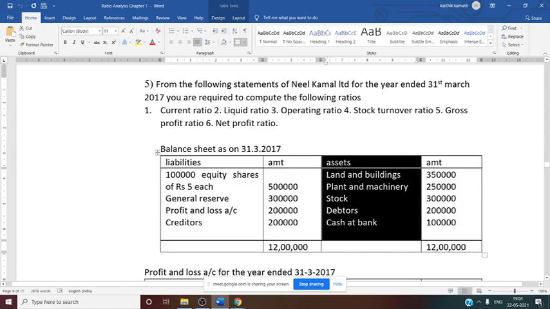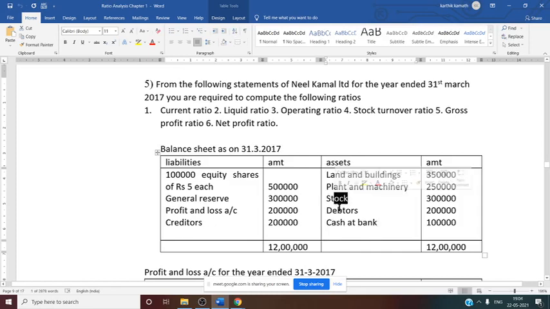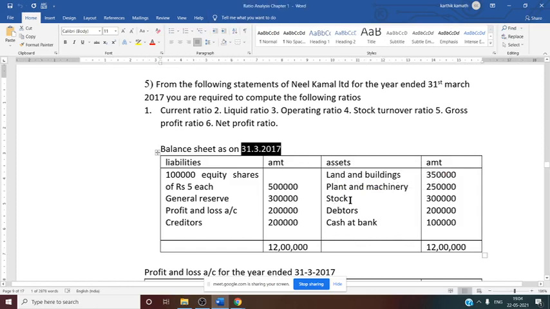Stock, what about stock? Stock is nothing but inventory. That too here closing inventory. How do we know it is closing inventory? This is the closing balance sheet as on 31/3/2017. So stock is equal to inventory. Inventory comes under current asset. Then debtor. What about debtor?